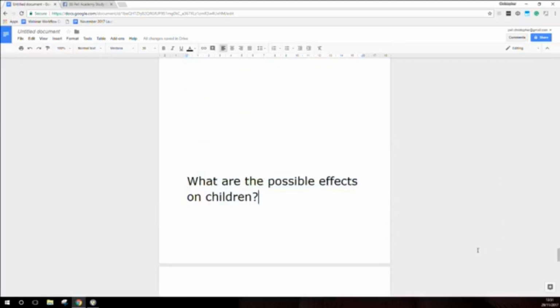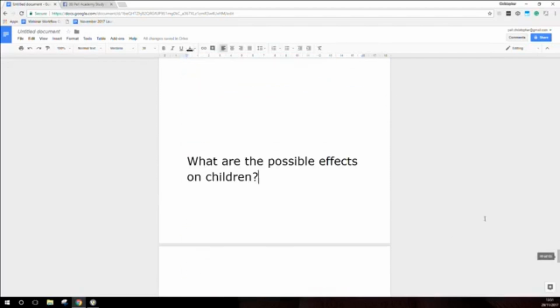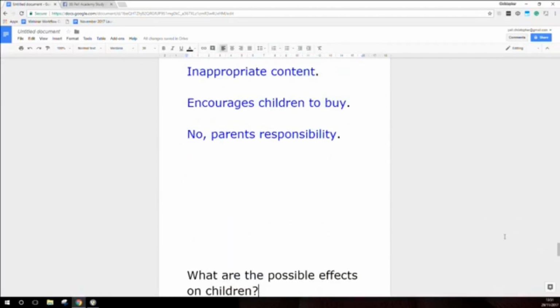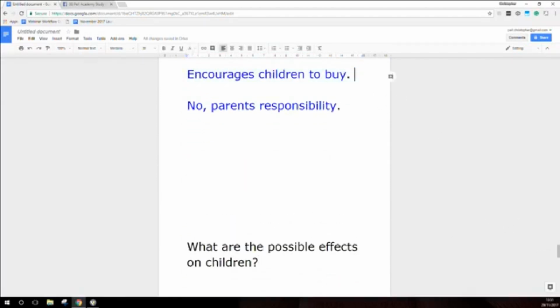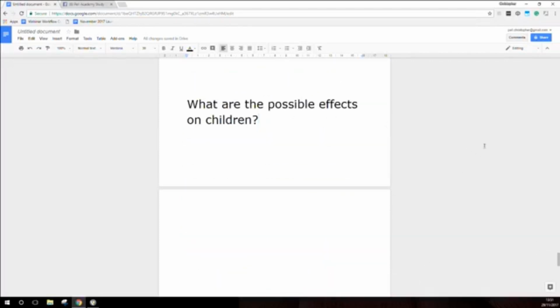So you'd need to be very careful that your answers here are not the same as the answers here. So you couldn't say yes because it encourages children to buy, and then go on to talk about encouraging children to buy. That's the same idea. So that would be repetition. So it would be good to have a very clear idea for this one, and then a different idea for this one. All right, so be careful with those questions. All right, so what are the effects on children? Bad behavior.